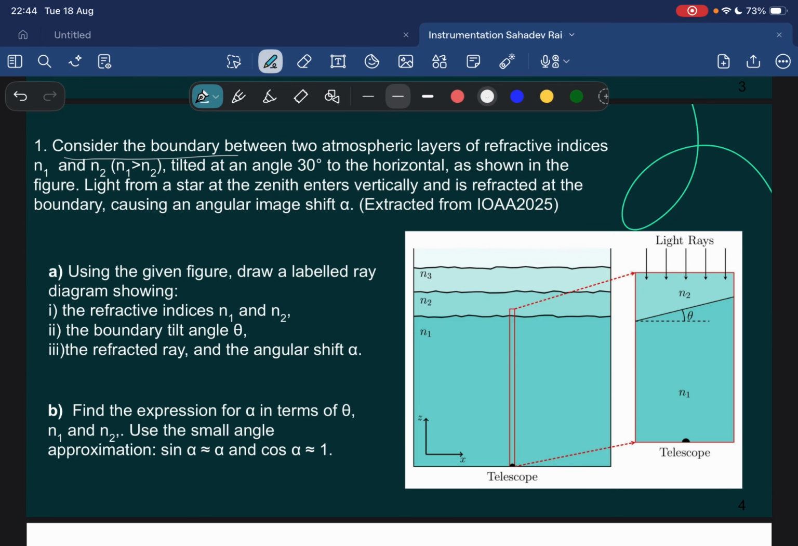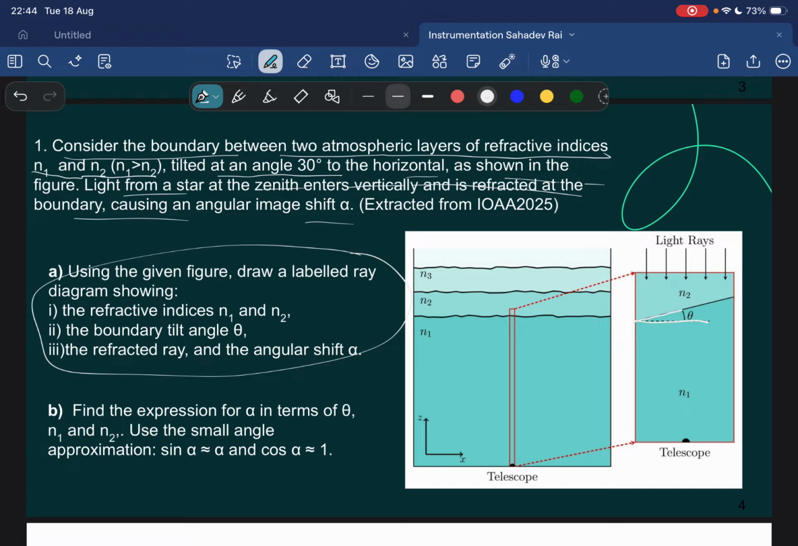Consider the boundary between two atmospheric layers of refractive indices eta 1 and eta 2, with light making an angle theta. We are advised to draw a well labeled diagram for this. So right now we know this is the horizontal while this is the tilt. Light is coming from the zenith.